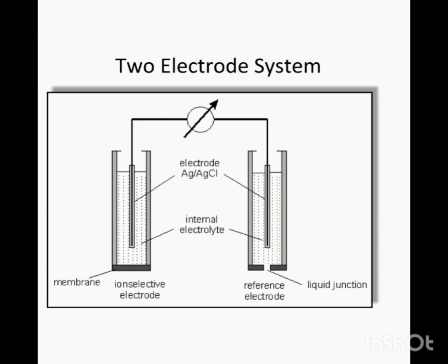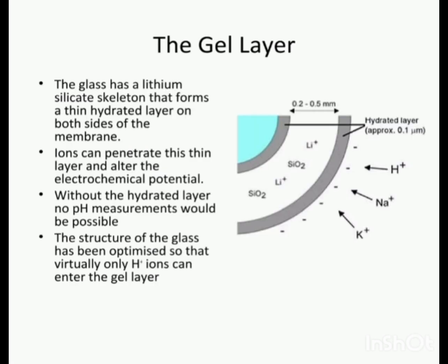The first one is an ion selective electrode and the other one is a reference electrode. These two electrodes are of Ag and AgCl. These are internal electrolytes, and here is the membrane and this is the liquid junction. This electrode is completely closed, but in this electrode there is some gap between them, that is nothing but the liquid junction. This is the two electrode system diagram, and it is nothing but the basics of the determination of pH of solution by glass electrode.